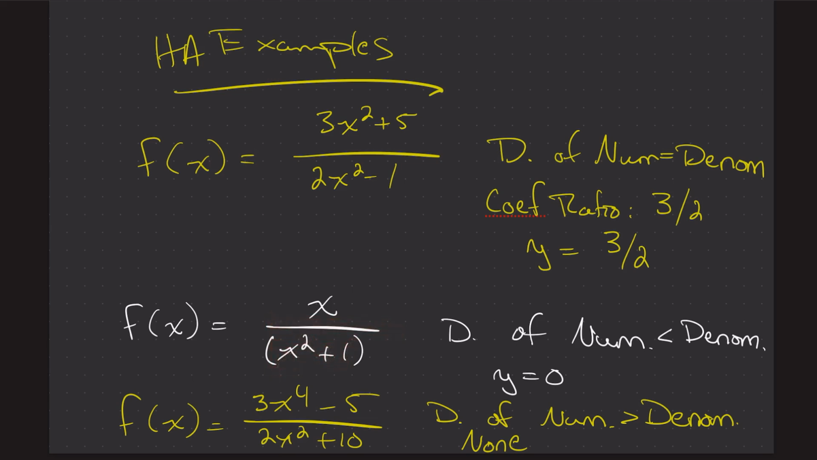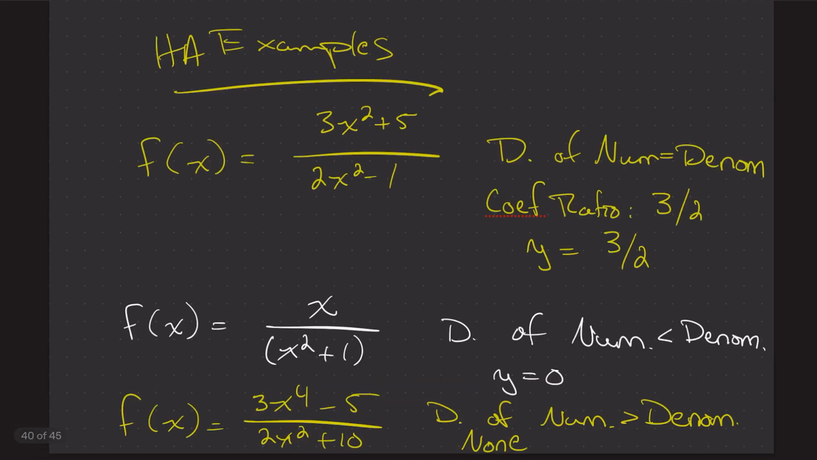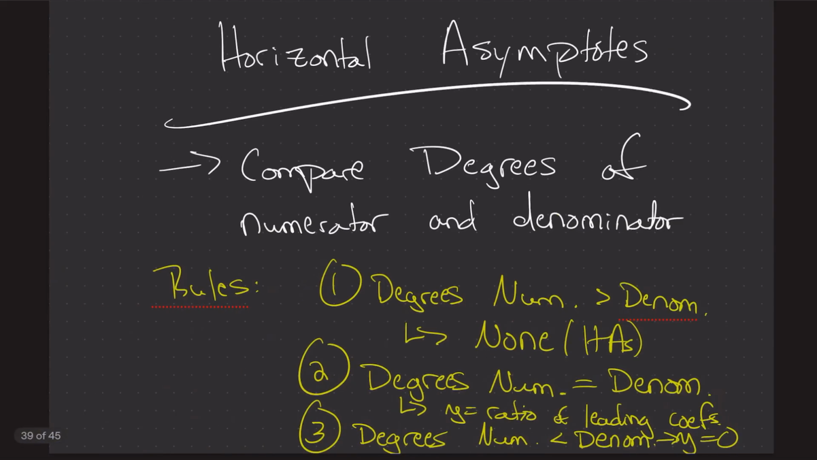So the degree of the numerator is less than the degree of the denominator. This degree of x is less than x squared. Therefore, y equals 0 according to our third rule. Finally, we have f of x equals 3x to the fourth power minus 5 over the quantity 2x squared plus 1. The numerator's degree is greater than the denominator's. Therefore, we have none, according to rule number 1.